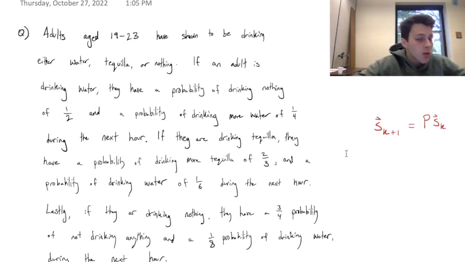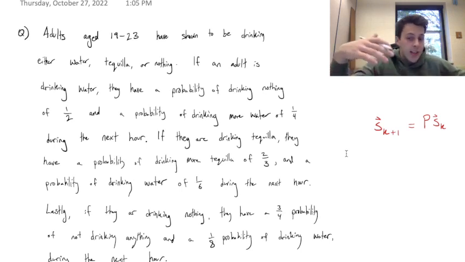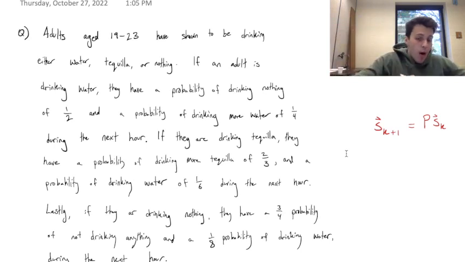It also tells us if they're drinking tequila, then they have a probability of drinking tequila of 2/3 in the next hour. They also have a probability of drinking water of 1/6 in the next hour. And that's only if they are currently drinking tequila. So depending on what you're starting with, either drinking water, drinking tequila, or not drinking anything, this changes the probability of what you're going to drink next.